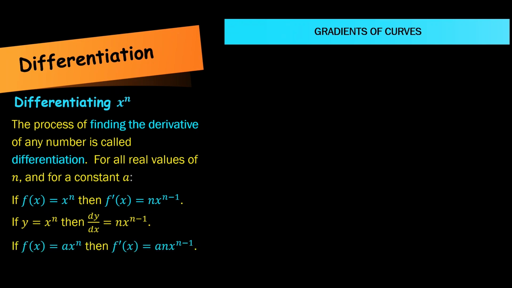And similarly, if f of x equals a times x to the power n, then f dash of x equals a times n times x to the power n minus 1. And here's the equivalent notation if y equals a times x to the power n. We aren't going to prove this in this session. However, if you're enthusiastic, you are more than welcome to give it a try.